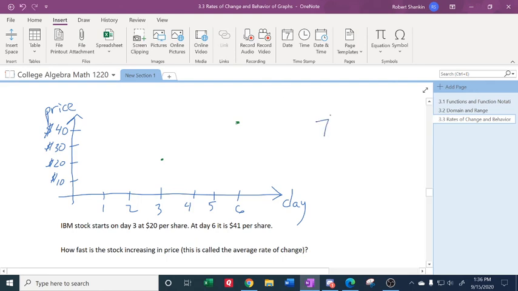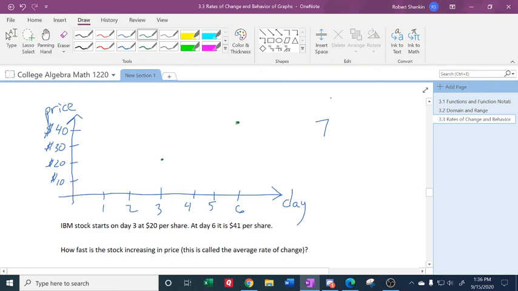7. And the units, let me change color, the units is dollars per day. Let's see if that would work. If you started on day 3 at 20, then at day 4 you went up 7, you'd be at 27. And then if you added 7 again, the next day at day 5, that would put you at 34. And then 41, so it would work. 34, and then 7 more would give you 41. That's right. So this would be 20.